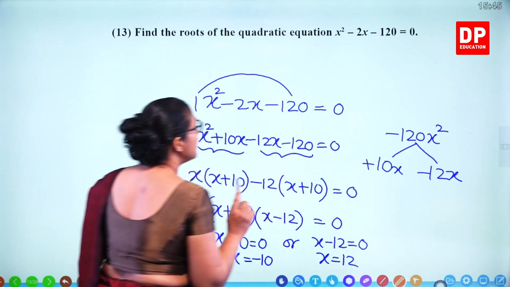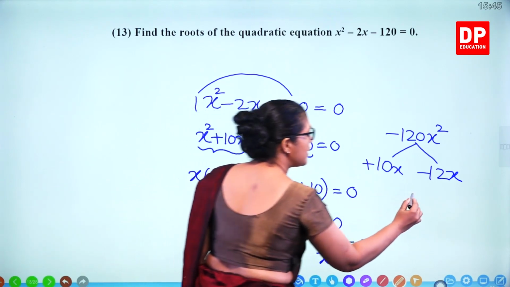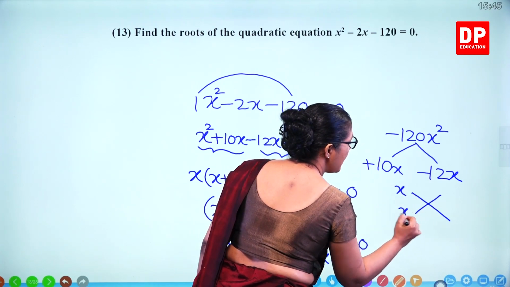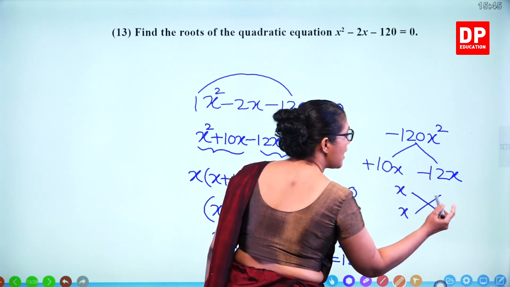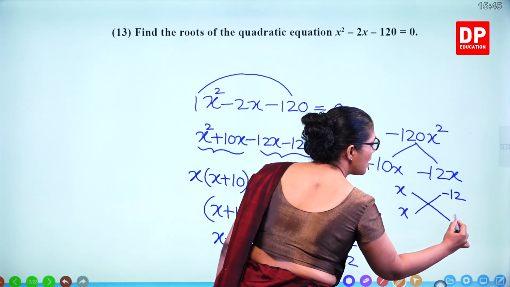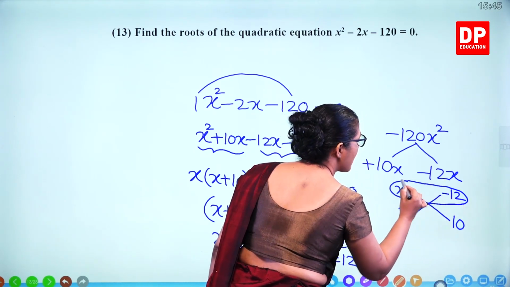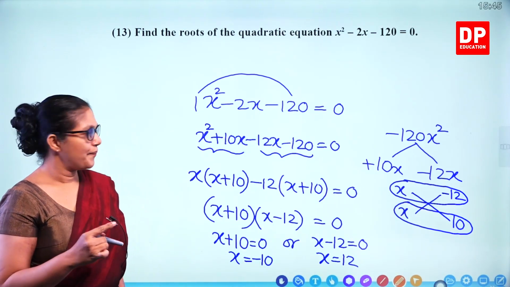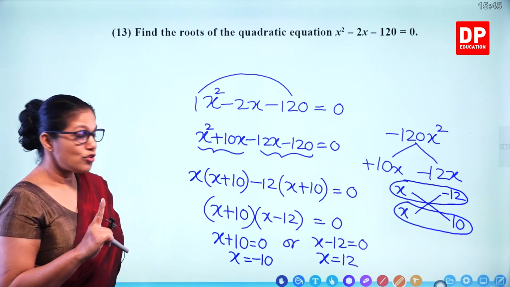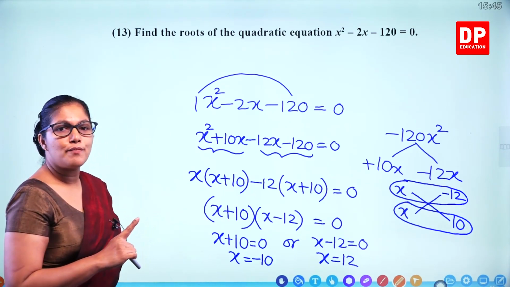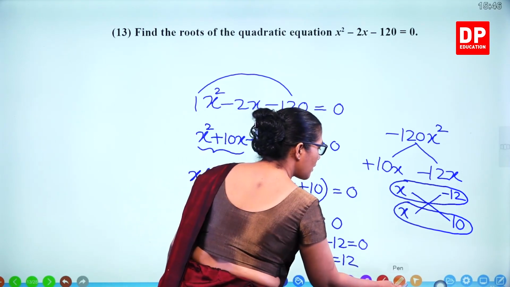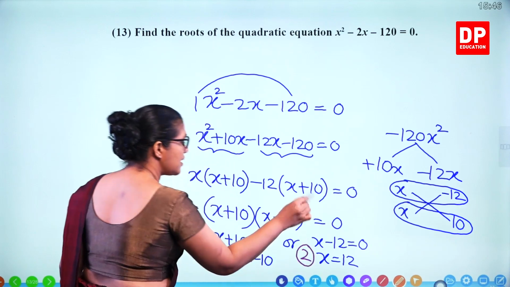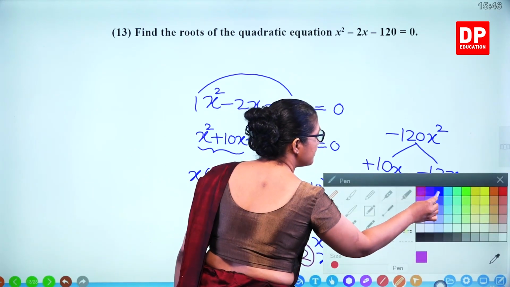What's the other method? If you are using the cross method, straight away, x squared you get x and x. Factors are 10 and 12, so you can write minus 12 and 10. When you are writing factors, you write horizontally x minus 12 and x plus 10. So you can use that method also without splitting the middle term into 2 terms. So 2 marks you are getting for the answer and the method.